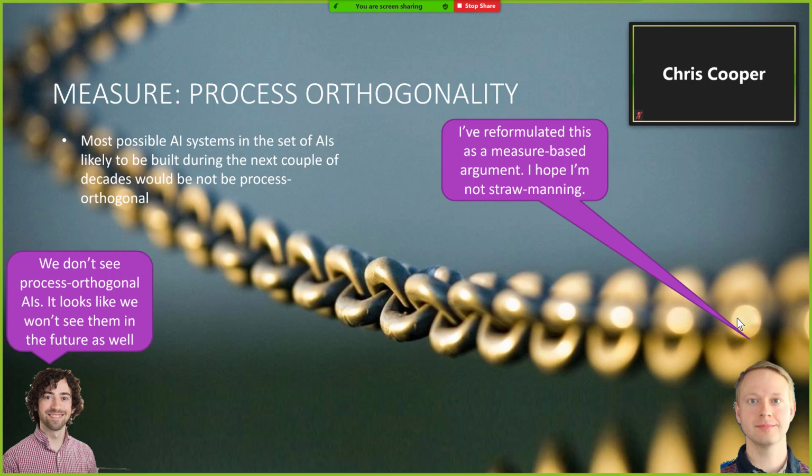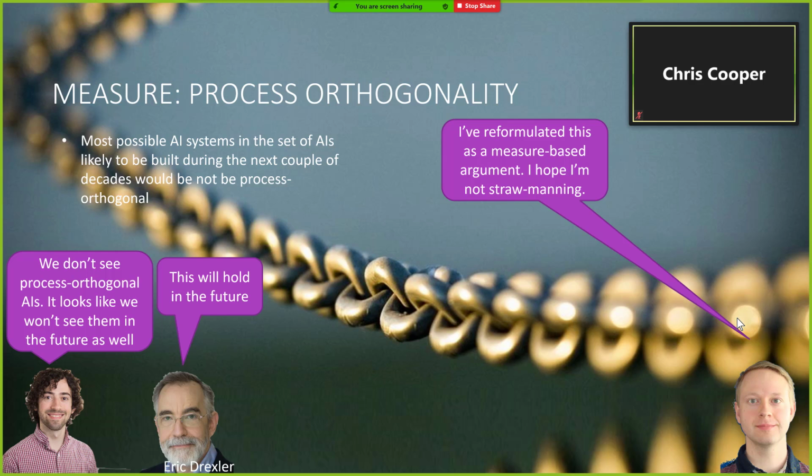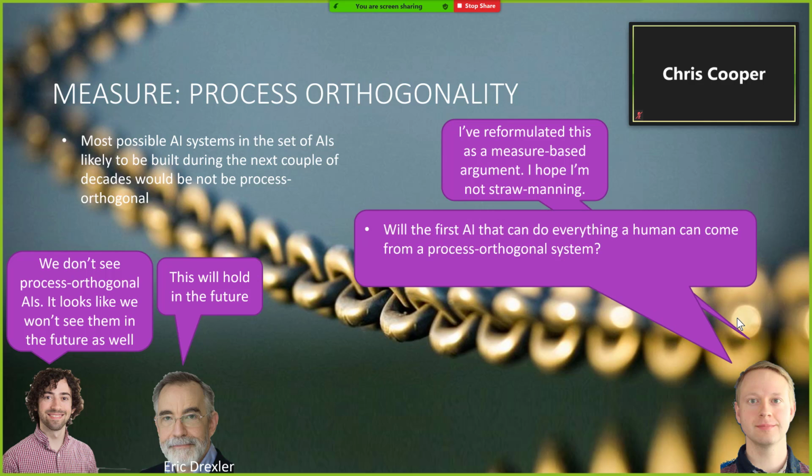And it looks like we won't see them in the future. And Eric Drexler basically states the same, but somewhat more forcefully. So that's an interesting question, right? The first AGI, where AGI is defined as something that can do everything a human can do, is that something that's going to be made through a process orthogonal system where we first give it capabilities and then give it a goal? Or is it going to be like in the service model, where that's an amalgamation of 100 systems that each can do one thing that a human can do?